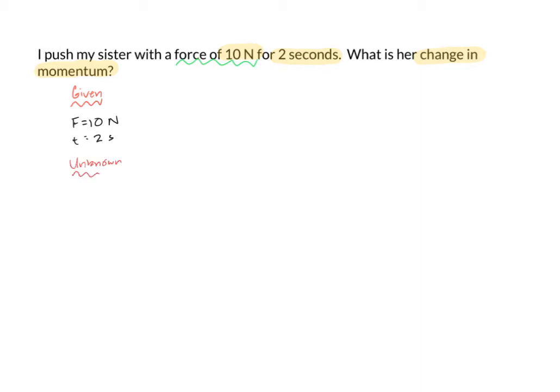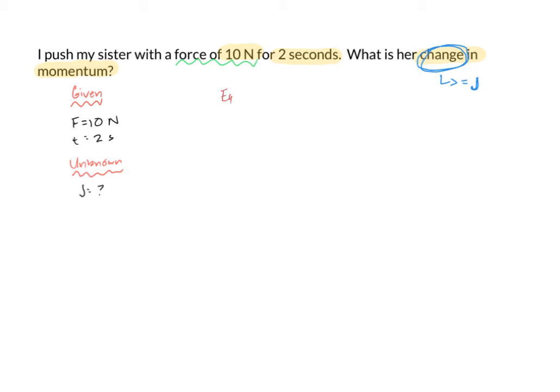And my unknown here, guys, is not my momentum. It is my change in momentum, which is going to be equal to my impulse. And just so you guys remember, impulse, we're going to depict using a J. So my unknown is impulse, J, which is equal to something.